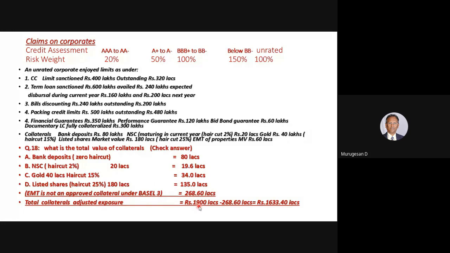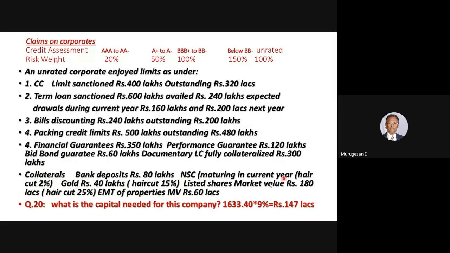So total limits 1900, minus 268. Why are you minusing 268? The approved collateral. Landed property don't take into account. All approved collateral minus haircut, you minus it. Though the exposure is 1900 crore, it is reduced to 1633.40 crore because you have netted, you have reduced the value of collateral. And all the collateral has undergone haircut as per the rules. Then you apply 9%. 163340 into 9%. This much capital is needed.